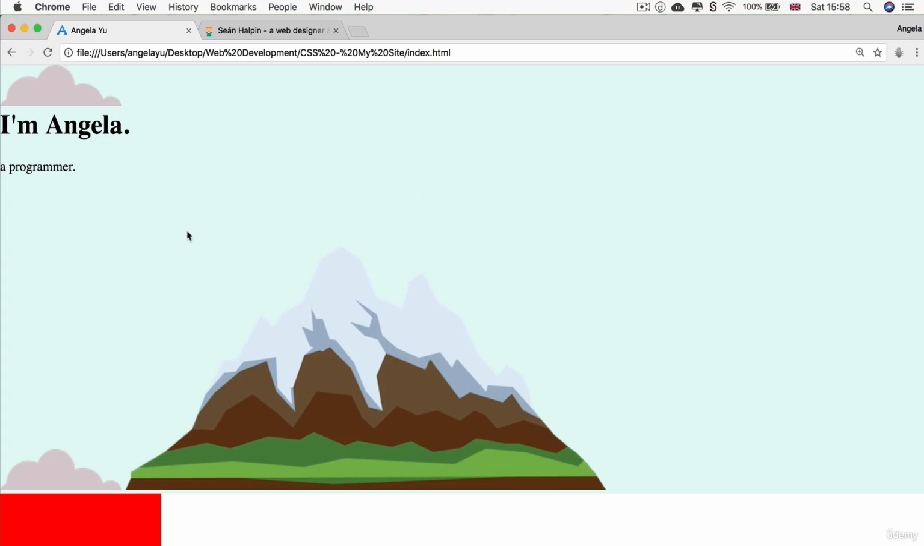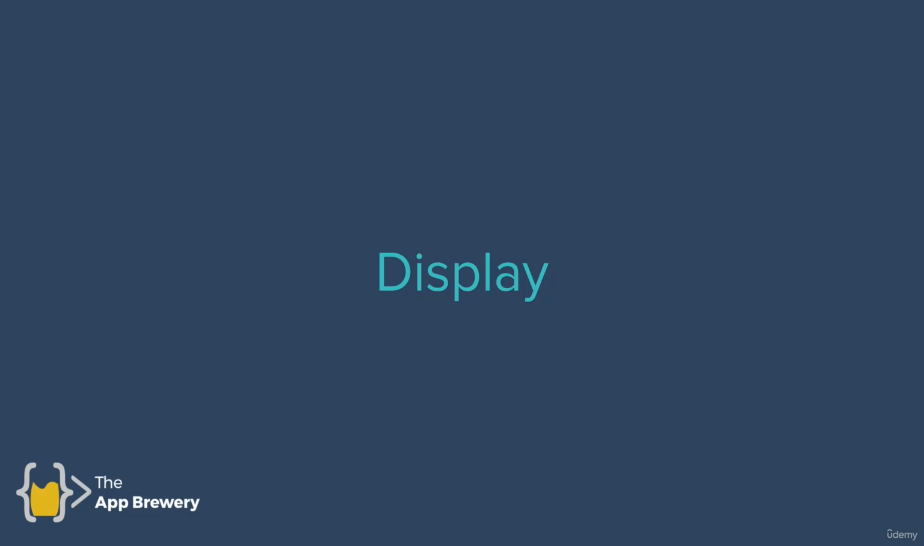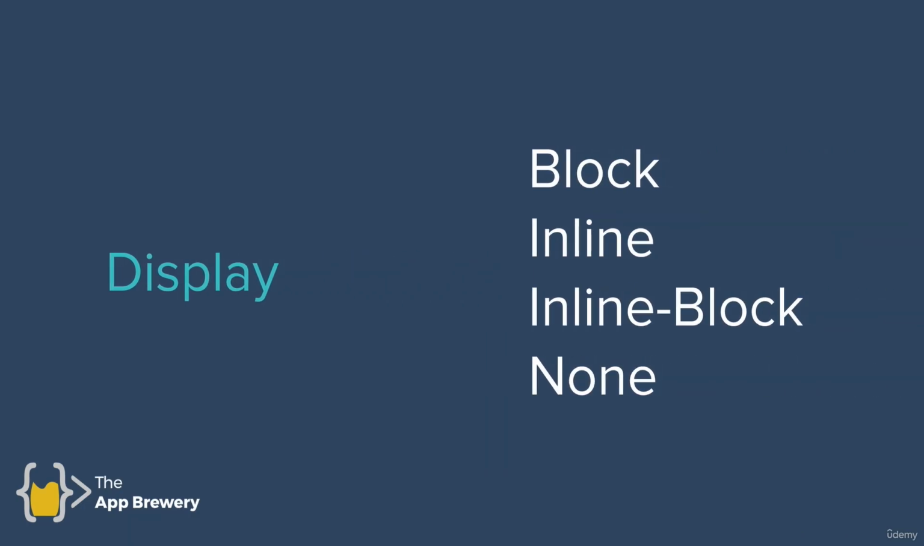Now, it looks a little bit weird, right? Why is it that this cloud is taking up its own line and it's not next to either this heading or this paragraph tag, but this cloud is on the same line and next to this mountain image? What is going on here? Well, to understand this, we have to look at the CSS display property. Now, the display property has 4 different values, and we're going to look at them in turn and see what each one of these does.